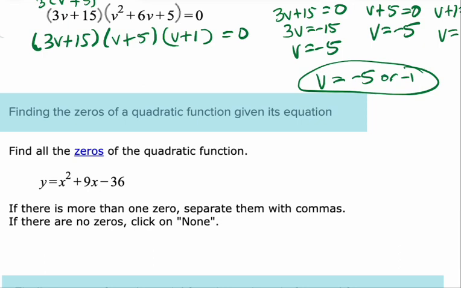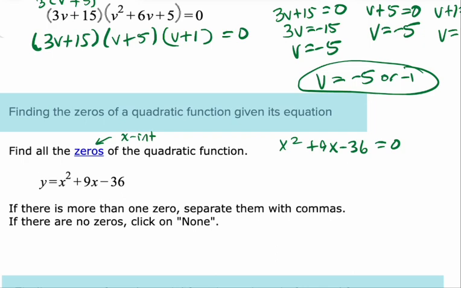So it says to find all zeros of the quadratic function. Now remember, zeros are just your x-intercepts. So that's where y equals 0, or the function equals 0. So you're just going to set x squared plus 9x minus 36 equal to 0. Where is the function? Where is the y equal to 0? So anytime they say zeros, that's what they're looking for. It will tell us where we hit the x-axis.